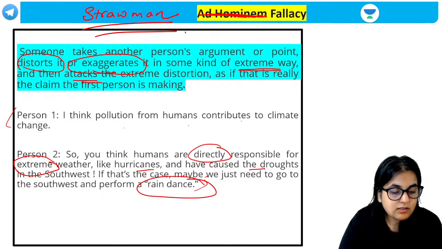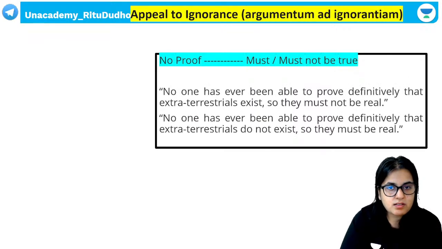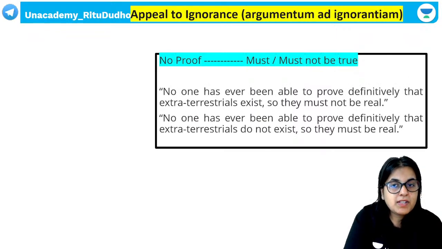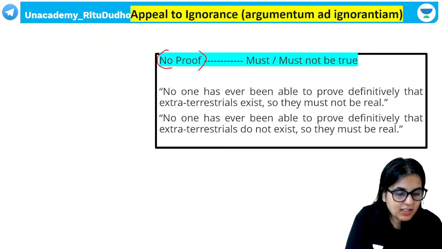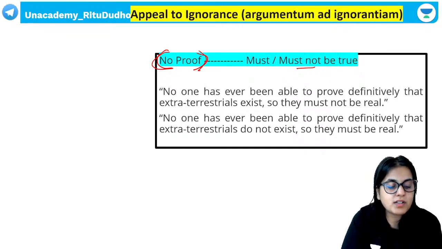Okay, next one. Appeal to ignorance. Appeal to ignorance. मतलब अभी तक हमको इसके बारे में कोई proof नहीं है. अभी तक we do not have any evidence about it, so it must not be true. For example, let's say we've not yet discovered a cure for AIDS. So you conclude that a cure does not exist. Right now नहीं है ना, but that does not mean that the cure does not exist.